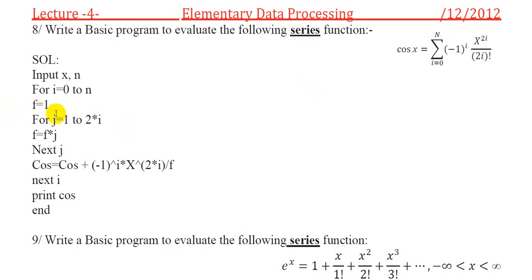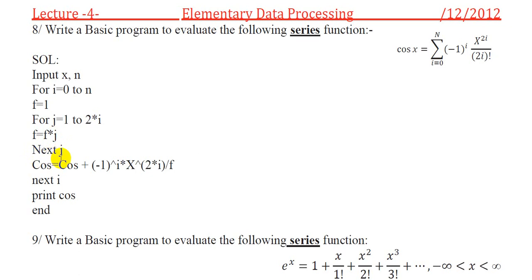For f equals 1, for j equals 1, 2 up to I, f equals f times j. So f will begin exactly with 1. Then we iterate f by the value of j, for each step of this procedure.